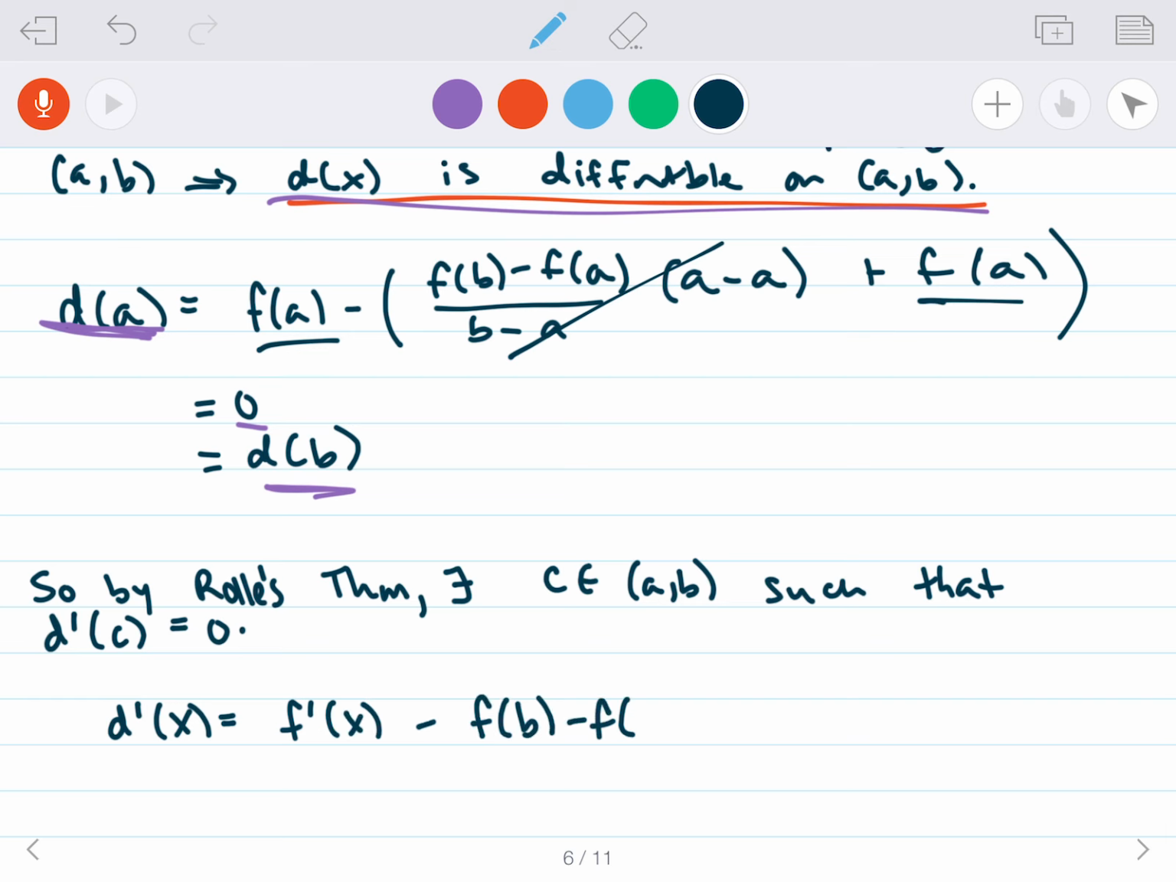So f prime of c equals f of b minus f of a all over b minus a, and there we are, we have just proved the mean value theorem.